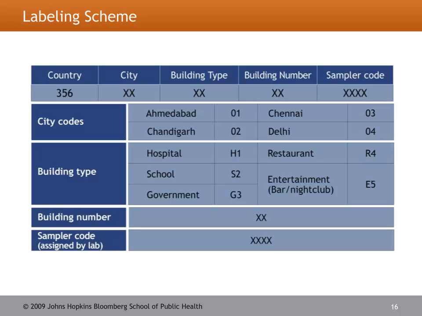So you'd have H1, O1, H1, O2, H1, O3, H1, O4, H1, O5. The sampler code is that 4-digit number that I mentioned that the lab actually places on the air nicotine monitor itself. So you would just jot down that 4-digit number that's on the monitor and fill in the label. Again, more information on labeling is available on the website.